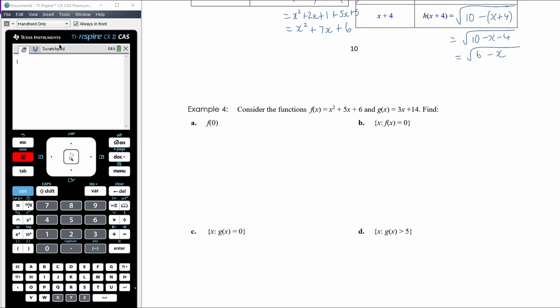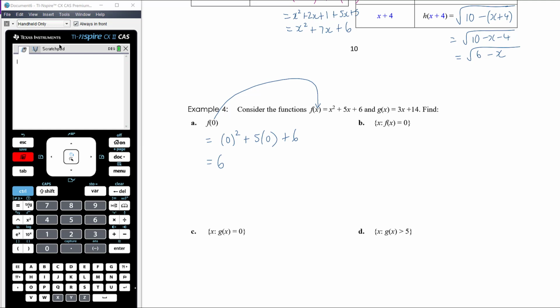So f of 0. That means where there's an x, 0 becomes the input to function f. Where there's an x in function f, we replace it with a 0. So this is 0 squared plus 5 times 0 plus 6, so it's just going to be 6. We would do f of 0 when we want to find the y-intercept of a function. It's letting x equal 0.